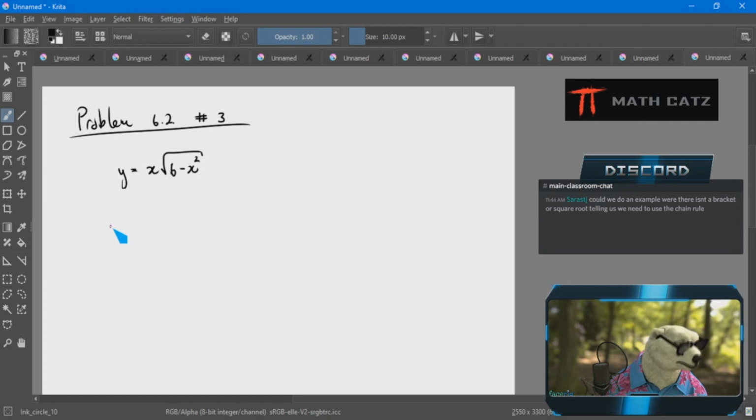Could we do an example where there isn't a bracket or a square root telling us we need to use the chain rule? Those are going to come in when we look at exponential functions, and we haven't done those yet. We need to add some new functions to our list of basic functions. They'll be the exponential functions. There you'll see there aren't really brackets. It's mainly those. Anything that is sort of polynomial based is going to have a root or a bracket of some kind.